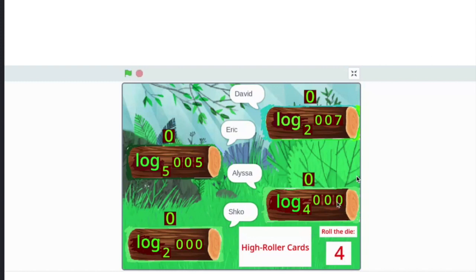Oh, Eric and Alyssa are already starting with points. And Shko, let's see. You get a 2, and your power is 7. Again, with my laptop with the bad mouse, it usually responds better. Okay, so now we're into the gameplay. Notice your points are the numbers up on top of your log. That's how you keep track of score.